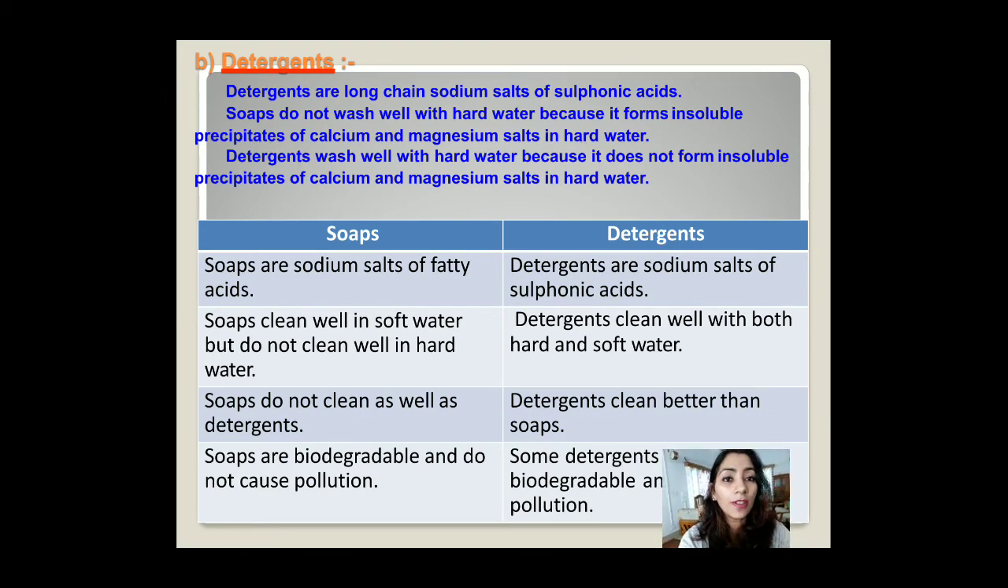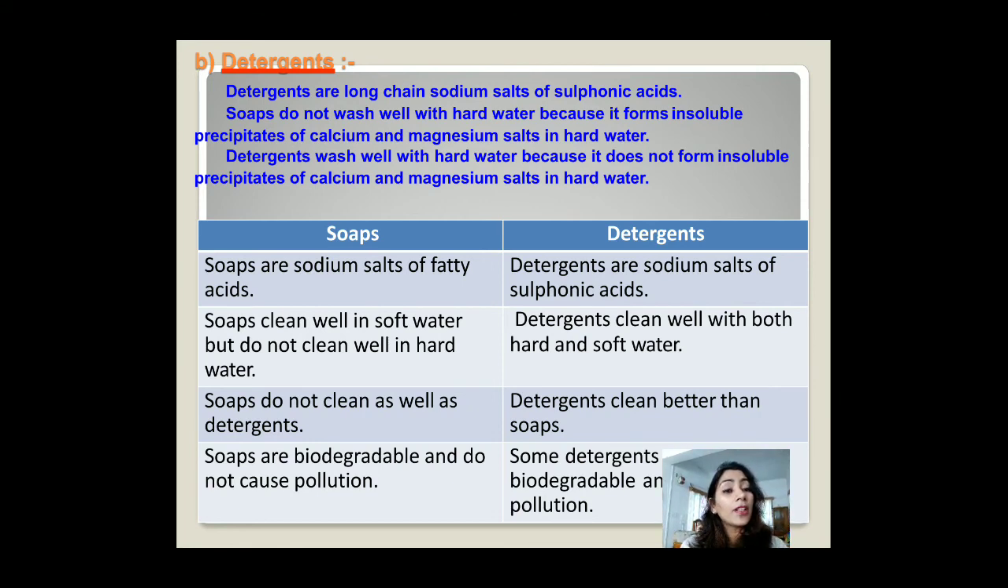Now what is the difference between soap and detergent? Soaps are sodium salts of fatty acids, but detergents are sodium salts of sulfonic acids. Soaps clean well in soft water but don't clean well in hard water. Detergents clean well in both hard and soft water. Third, soaps don't clean as well as detergents, but detergents clean better than soaps. This is the difference. Why are detergents so expensive nowadays? Because they have a specific property, they clean better than soaps.